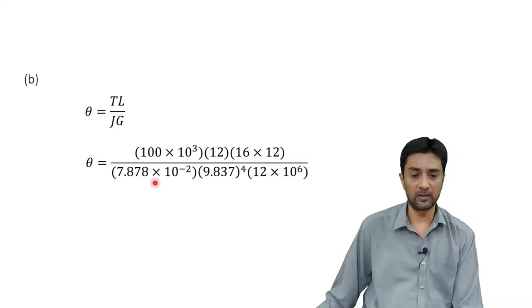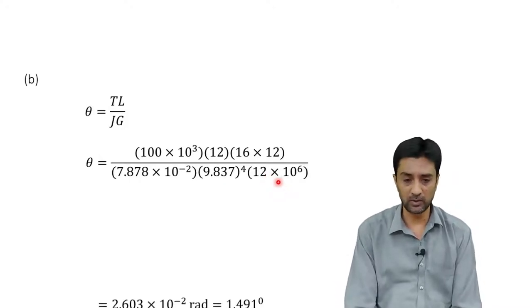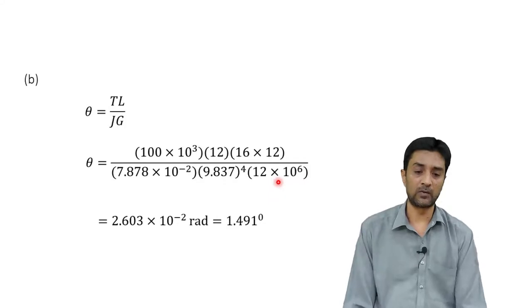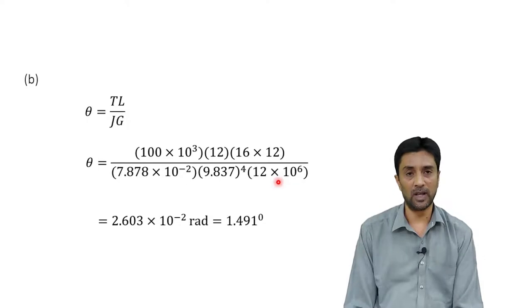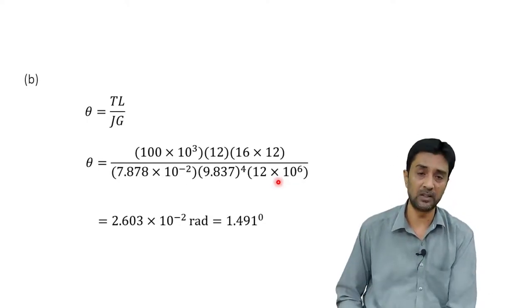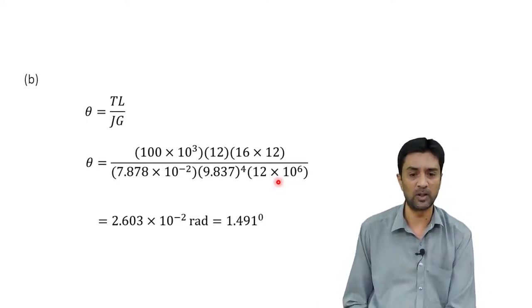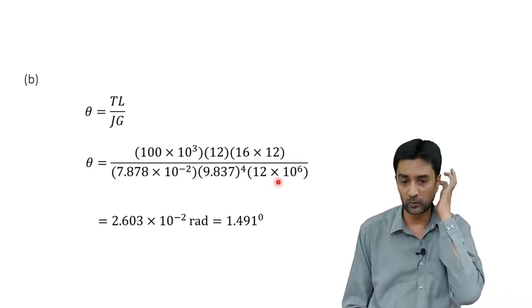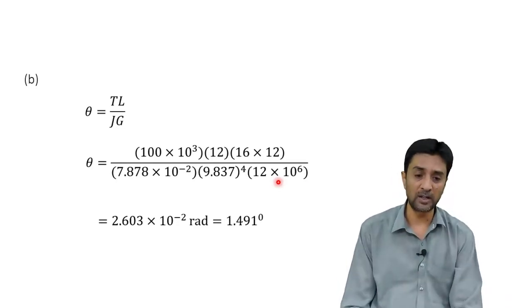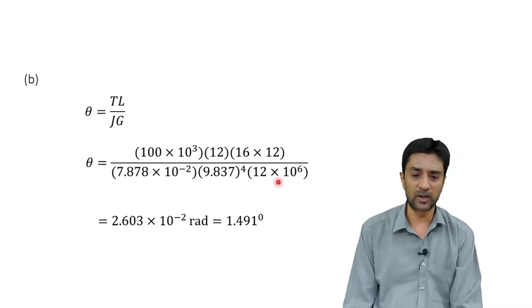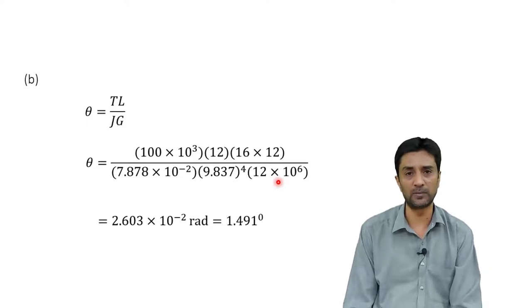And this is the polar moment of inertia, and this is the modulus of rigidity. By solving this, you will find the angle of twist comes out to be 2.603 times 10 to the power minus 2 radians. When you convert this radian into degrees, you multiply it by pi upon 180, so you will get 1.491 degrees. It's a very simple question. I don't think the concept involved in this particular problem is difficult by any means.